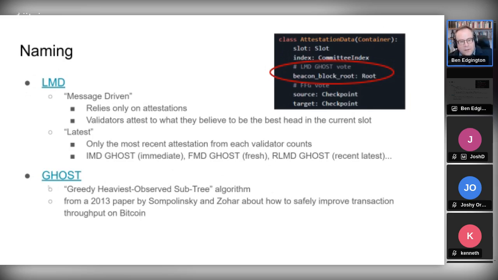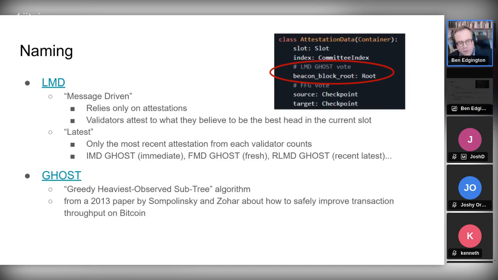The ghost is more interesting. So this stands for Greedy Heaviest Observed Subtree algorithm, GHOST, and actually dates back to a Bitcoin paper by Sompolinsky and Zohar. And it was really about what would happen if they decreased the block time in Bitcoin. It's 10 minutes, right, targeted, and made Bitcoin a bit more forkful than it currently is.